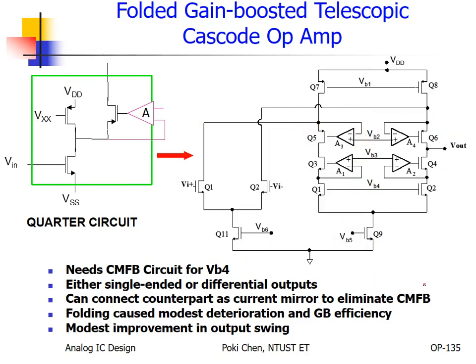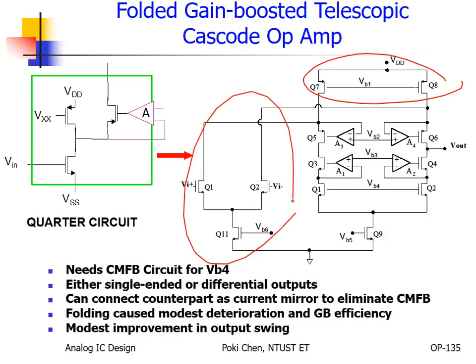Okay, again, without folded, for the input, you just remove the current redirector. Then this one needs to flip back to the top. That is the original structure. But with the original structure, the operation range will be reduced. That's it. Okay?